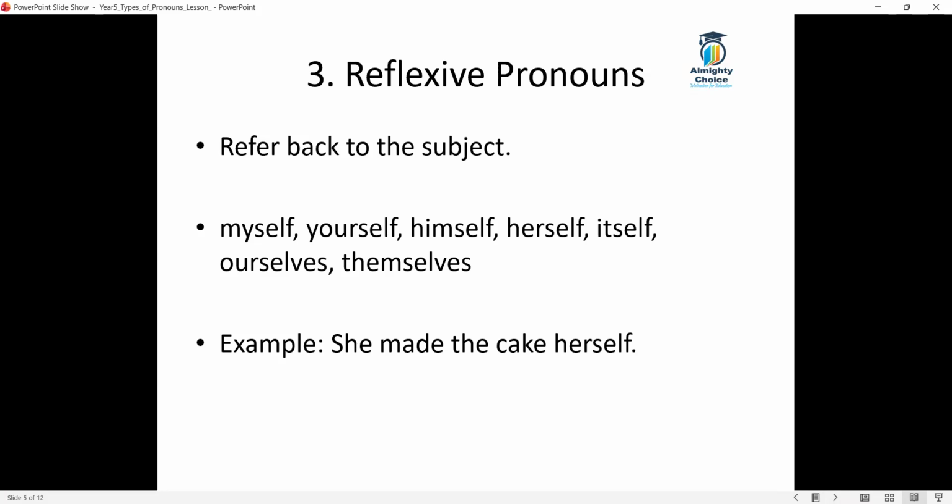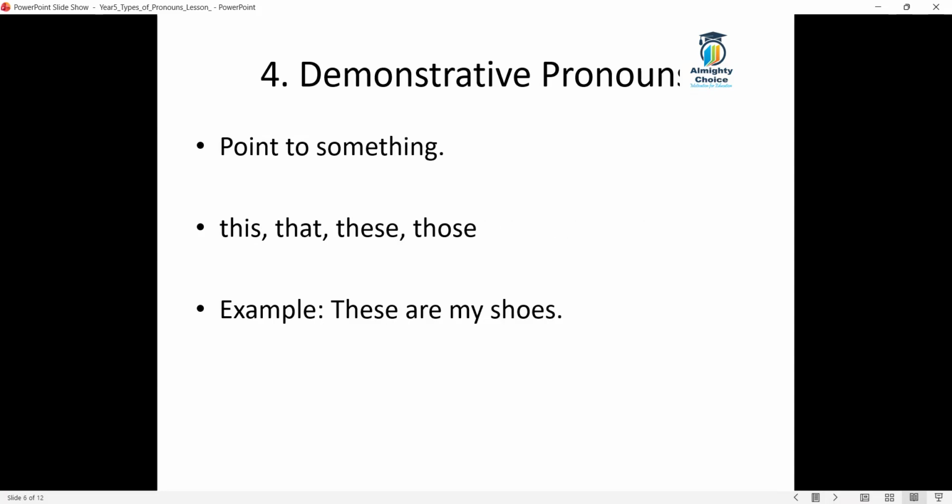Next are the demonstrative pronouns. They point to something. For example, this, that, these, those. Example, these are my shoes. This and these are used to point out near things, while that and those are for far away things.